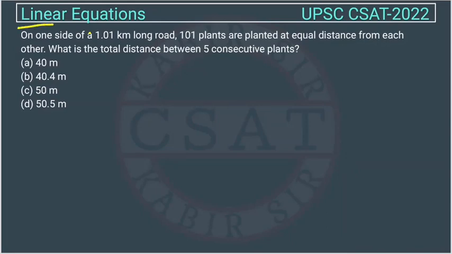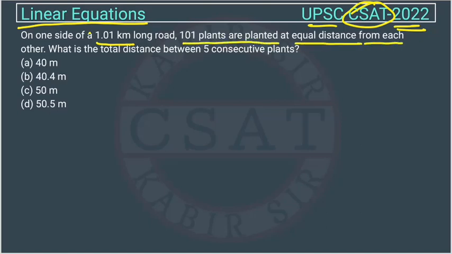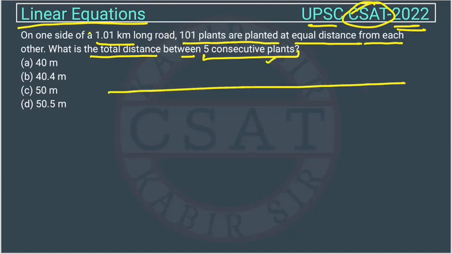This is a question of simple linear equation, right, asked by UPSC in their CSAT exam of 2022. On one side of a 1.01 kilometer long road, 101 plants are planted at an equal distance from each other. What is the total distance between the 5 consecutive plants? Right, so there is a road, the length of road is 1.01 kilometer.